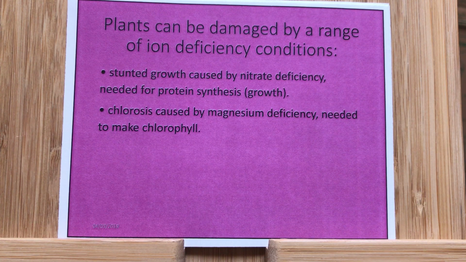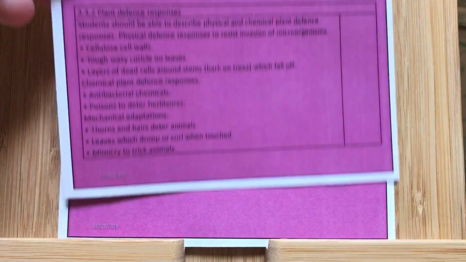Chlorosis is caused by a magnesium deficiency. Magnesium is needed to make chlorophyll, and if there's not enough magnesium, there won't be enough chlorophyll, therefore you'll get chlorosis. The plant will probably look a bit yellow and there'll be a lack of photosynthesis as a result.